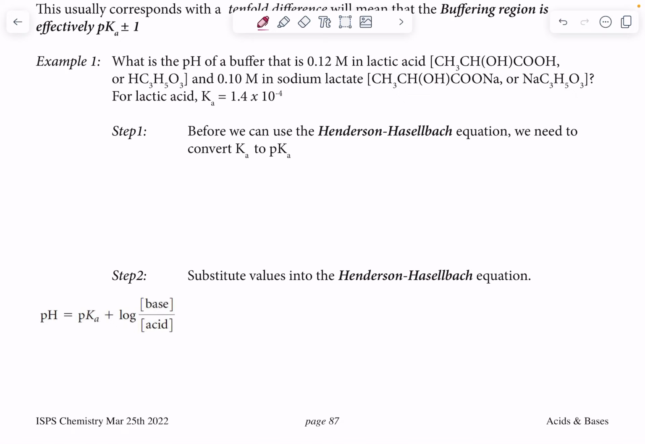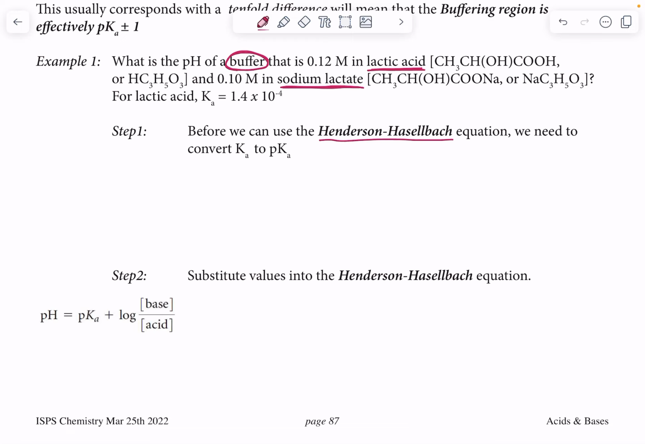So there's a couple of things that I want you to notice with this. First of all, we're told right from the beginning that this is a buffer. So we should be thinking, since we know it's a buffer and we're asking to calculate pH, we're going to use this Henderson-Hasselbalch equation. The other piece that stands out to me here is that our two components are related to each other. We've got our lactic acid and we've got our sodium lactate. So even if we weren't told that this is a buffer, the fact that our two components are related should kind of indicate, hey, we've got a buffer going on.